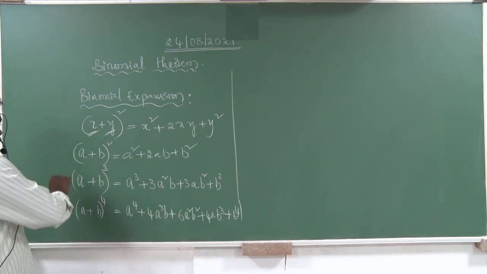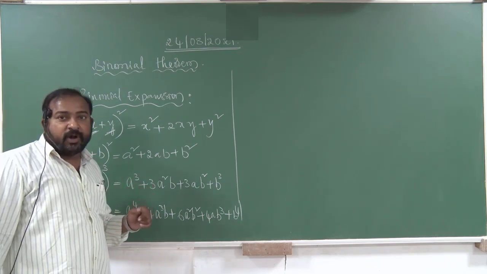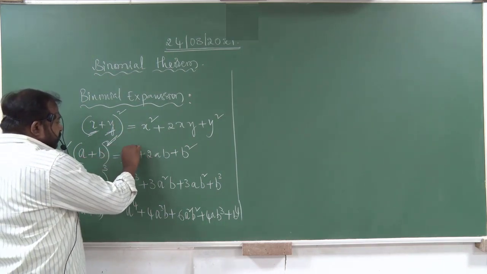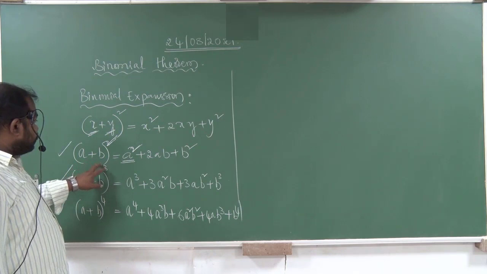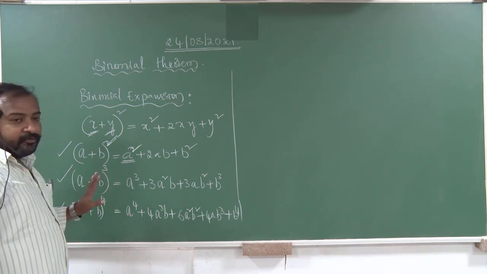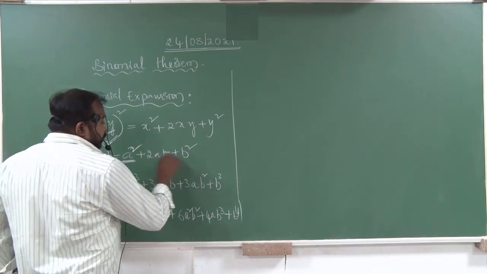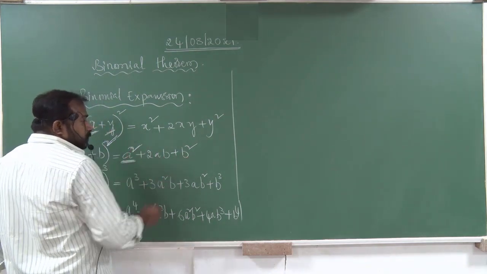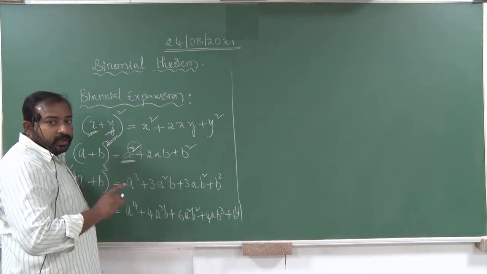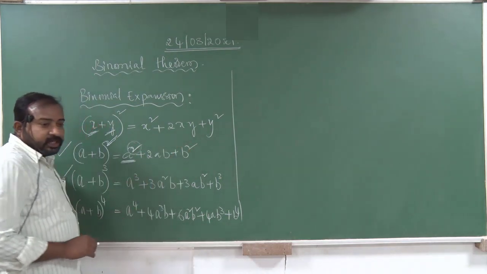But if you observe all these expansions, we have to identify some pattern. What is that pattern? Listen. First of all, we write the highest power of a. For (a + b)^2 it is a^2, for (a + b)^3 it is a^3, for (a + b)^4 it is a^4. After this term, in each and every term the power of a is reduced by 1. Here a^2 is there, here a^1 is there, and of course here a^0 is there.